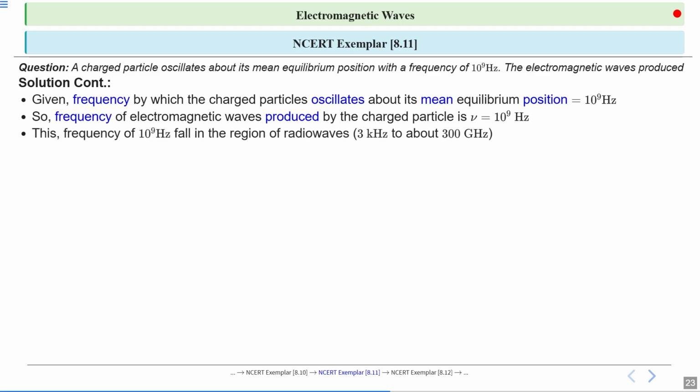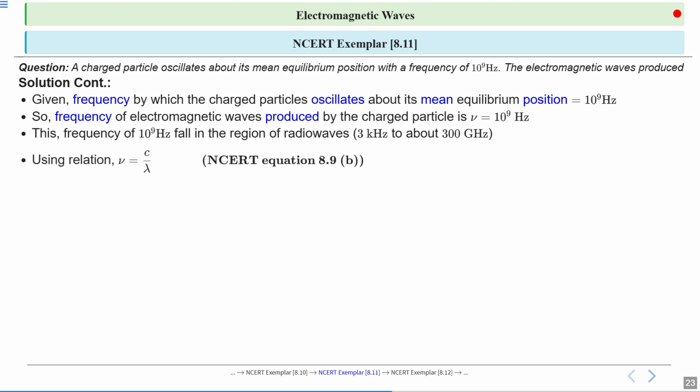So this frequency, 10 raised to 9 hertz, falls in the region of radio waves. The radio waves range is from 3 kilohertz, meaning 3 into 10 raised to 3 hertz, to 300 gigahertz. Giga means 10 raised to 9, so 300 gigahertz means 3 into 10 raised to 11 hertz. So the range is 3 into 10 raised to 3 hertz to 3 into 10 raised to 11 hertz. So 10 raised to 9 hertz falls within this range, in the region of radio waves. So option D is also correct.